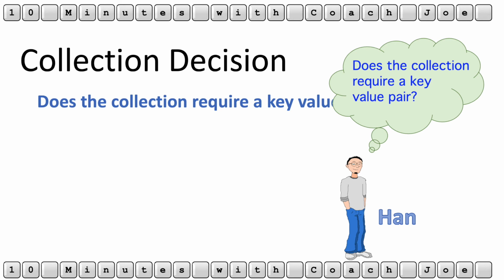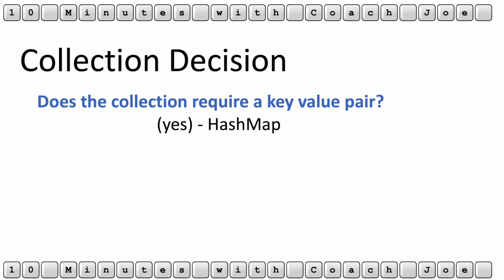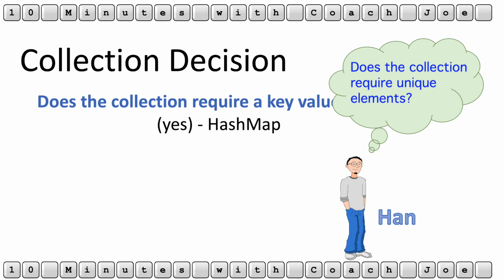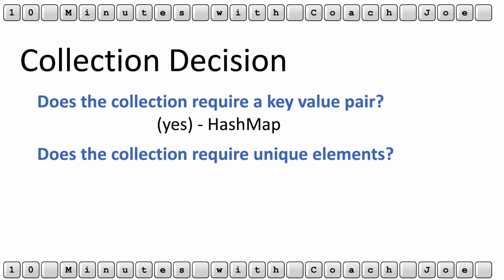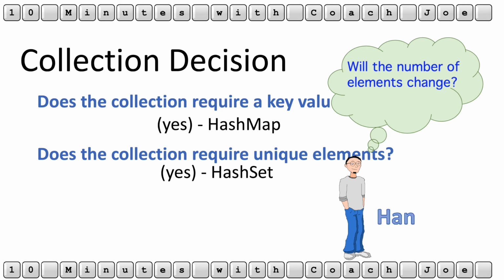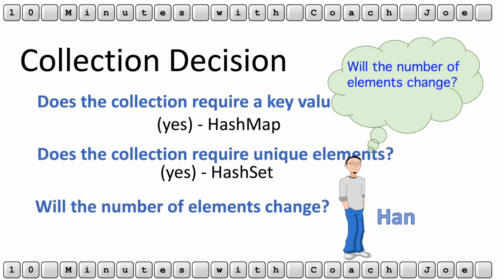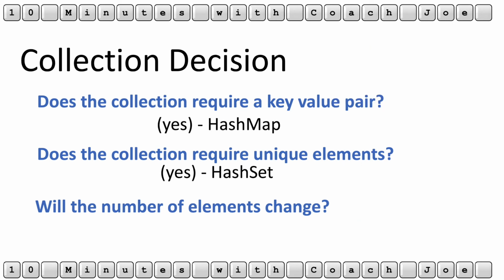So, if the collection needs a key-value pair, the only choice available is the hash map. So, if the collection does not allow duplicate elements, the hash set is the only choice of the 3 remaining collections. And finally, if the number of elements can change, the array list is the only choice remaining. If the number of elements will not change, use the array.